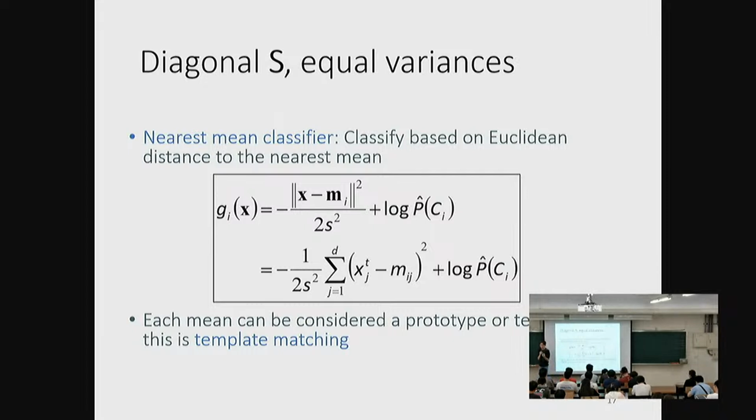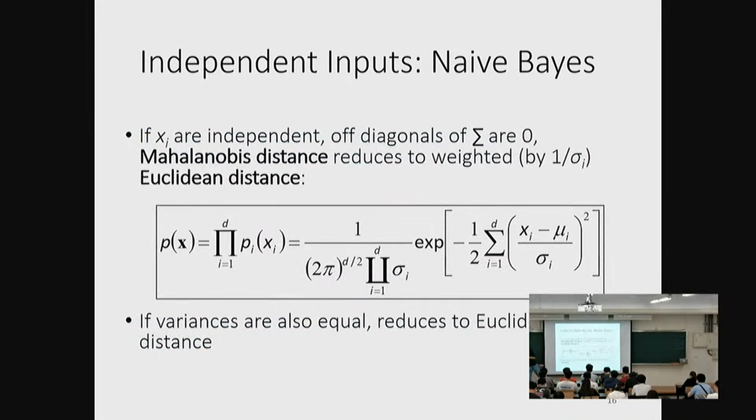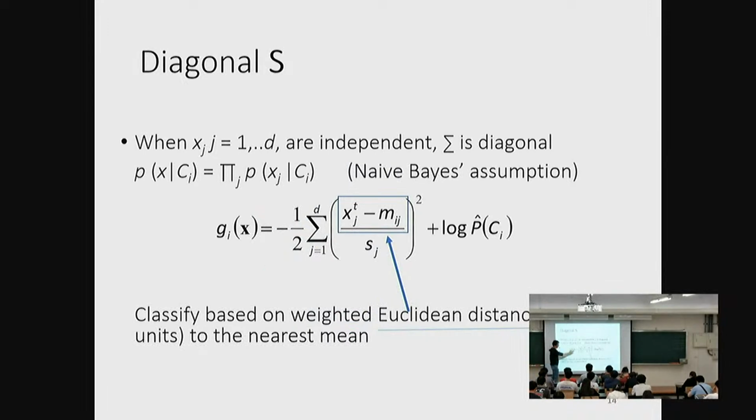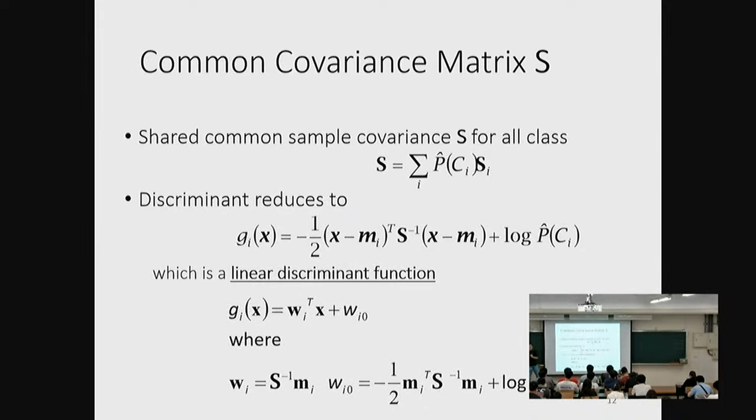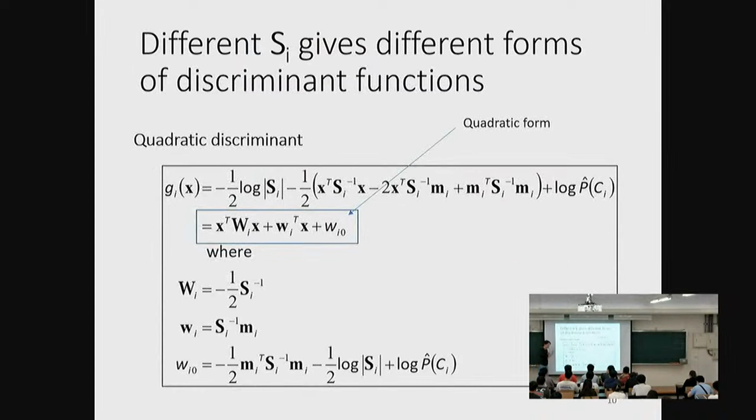Depending on which Sigma i you use, you're implementing a different function, and there are different names for this. In this case, people call it the nearest mean classifier, or template matching. In this case, people call it the naive Bayes classifier. In this case, the linear discriminant classifier. And this one, the quadratic discriminant classifier. But they are all the same. It's a play on Sigma i. How you make assumptions on Sigma i gives you a different name for that classifier.